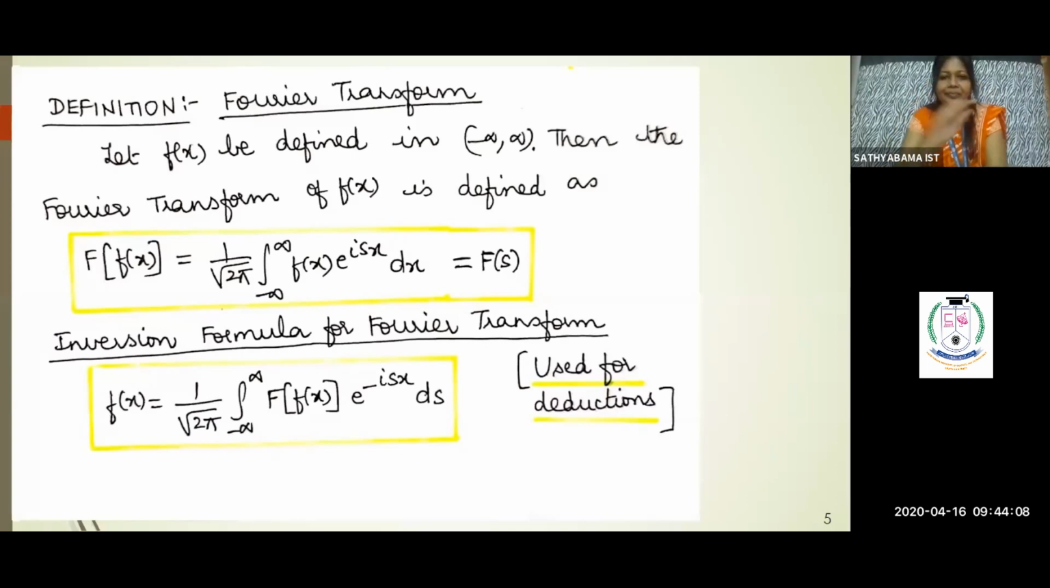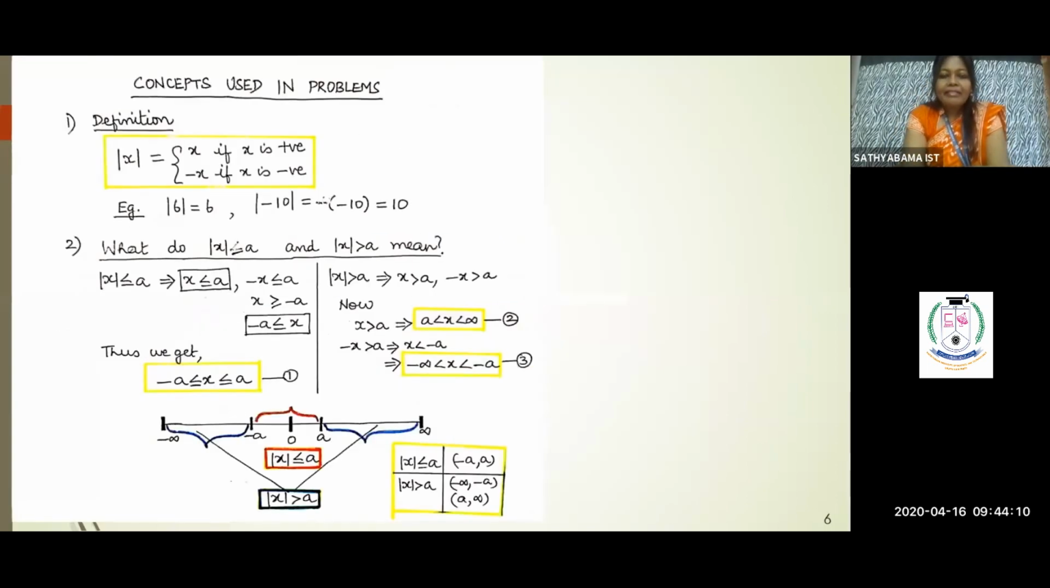Let's proceed. We're going to see three problems today, and I'll wind up with those three problems. All three are very, very important problems, so please listen attentively. Before we go on to the problems, there are certain concepts that you have to understand. So I thought I'll first look at that and then go on to the problems. Only two concepts.